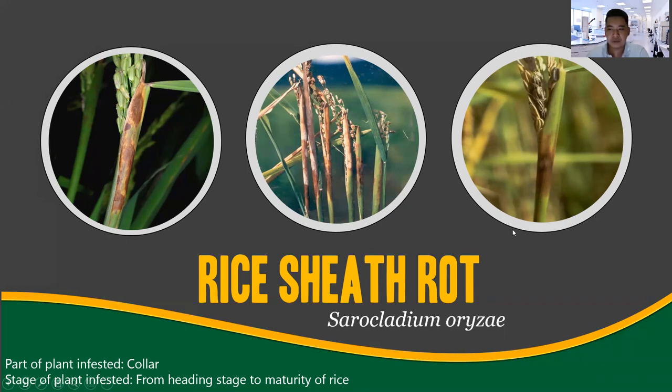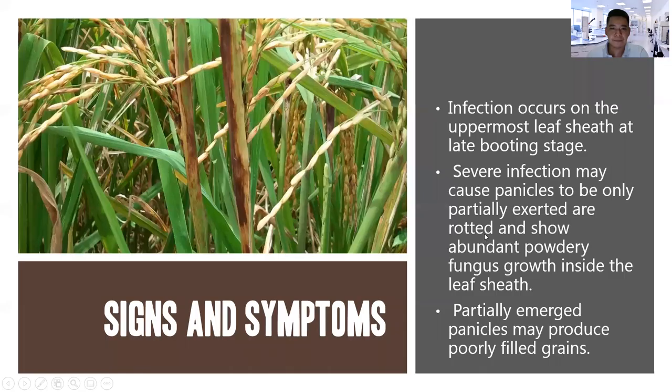Sheath rot is present in most rice-growing countries worldwide, particularly in rain-fed rice ecosystems. For the signs and symptoms, infection occurs on the uppermost leaf sheath of our rice. Severe infection may cause panicles to be only partially exerted or rotted, showing abundant powdery fungus growth inside the leaf sheath. This powdery fungus growth is on the upper part, where the panicle emerges from the base. Partially emerged panicles may produce poorly filled grains. The grain produced when infected by rice sheath rot is not as good as the normal grain it could give.